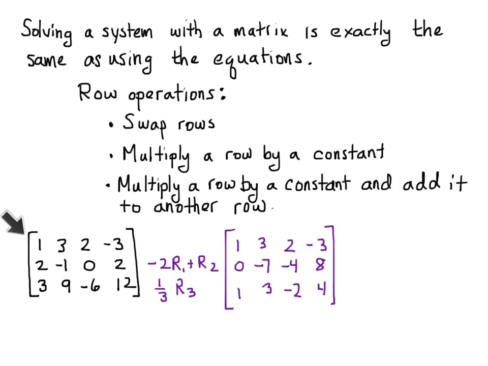So I'm going to end up with, we take -2 times 1 plus 2, and that gives us 0. We take -2 times 3, that gives us -6, plus -1 gives us -7. And then we have -2 times 2 is -4 plus 0 equals -4. -3 times -2 is 6 plus 2 is 8.